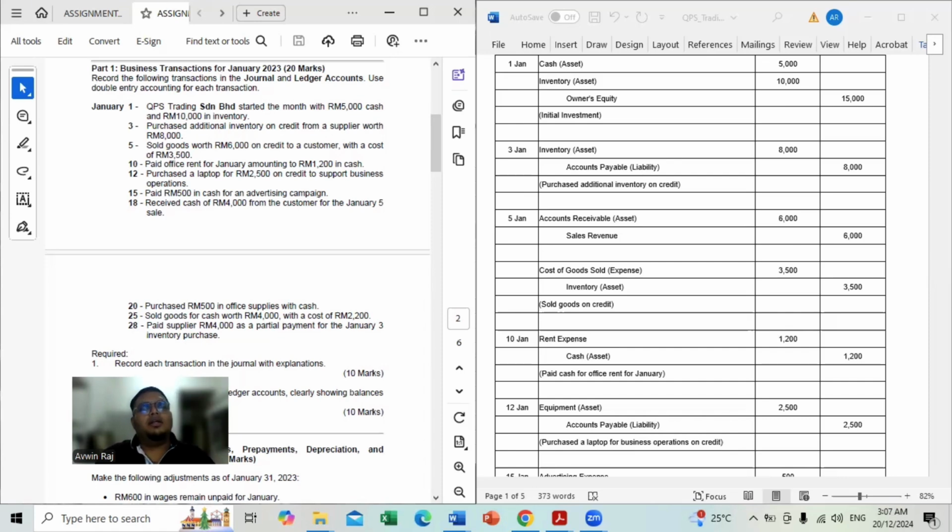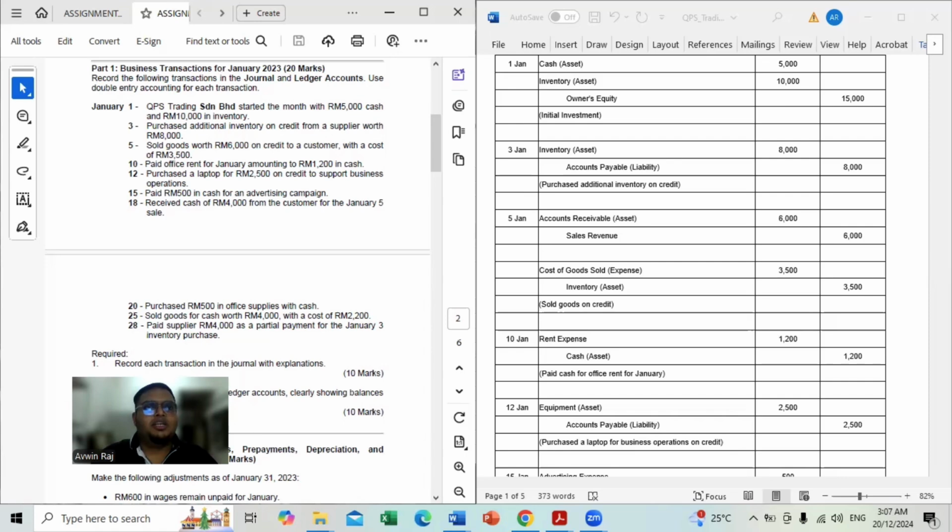For January 3rd, purchased additional inventory on credit from a supplier worth 8,000. So in the journal, I debited 8,000 for the inventory account and I credited 8,000 for accounts payable.